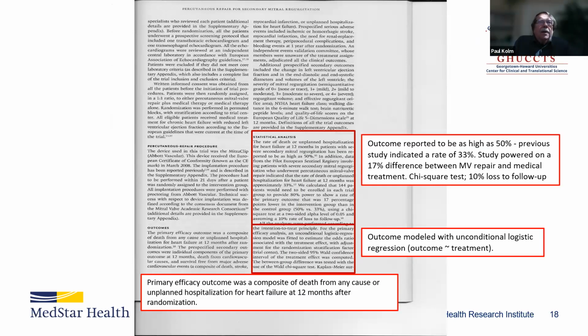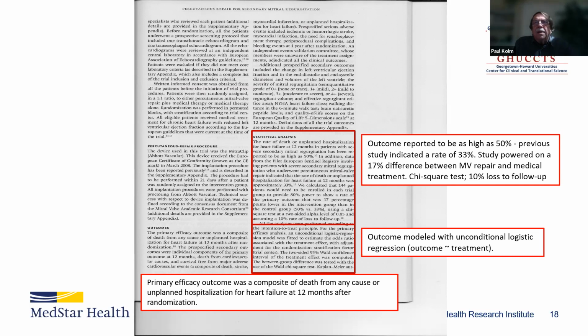So their primary efficacy outcome is a composite of death from any cause or an unplanned hospitalization for heart failure at 12 months after randomization. And in their statistical analysis section here, we have two things that we need to note. One is their power analysis, or determining how many patients they're going to need.